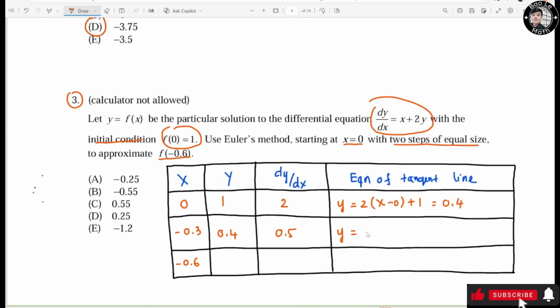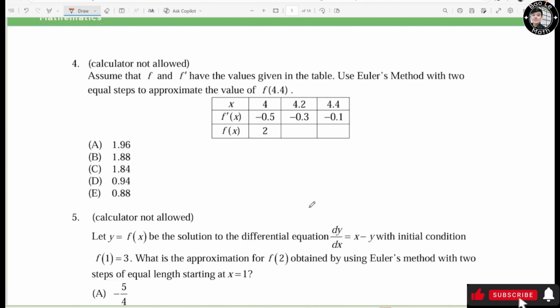So y equals 0.5 times s minus negative 0.3, which means at 0.3, right? Plus 0.4. Substitute negative 0.6 right here. So we have negative 0.3 times 0.5 is going to be negative 0.15 plus 0.4 is going to be 0.25, right? So we put 0.25 over here. This one is the final answer. The answer must be D.